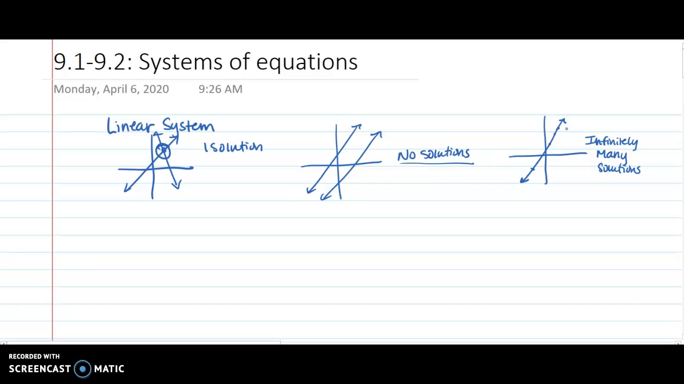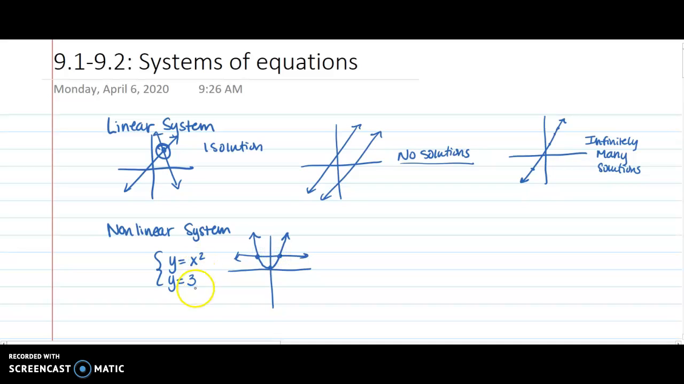However, this week we're going to be looking at nonlinear systems. So imagine you have a quadratic equation, and we're just going to take a simple quadratic equation, y equals x squared, for example, and let's say I have a line. Take something simple like y equals 3. If I were to look at this graphically, y equals x squared is my parent parabola function. y equals 3 would be a horizontal line going through 3 on the y-axis, and you'll see that you've got two different solutions to this system.